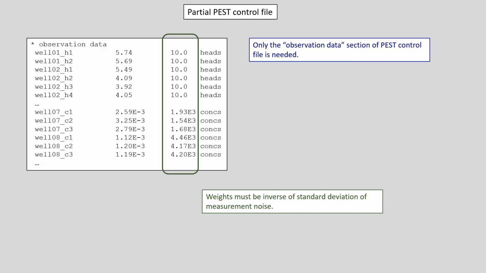This will actually be varied when we talk about DSI-2 later. But DSI-1 requires that these weights be the inverse of the standard deviation of measurement noise. DSI-1 uses these standard deviations to generate random realizations of measurement noise.